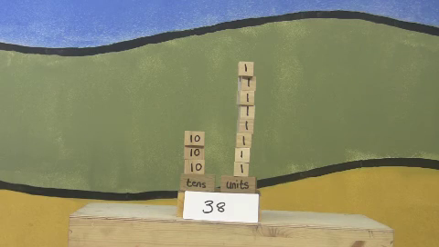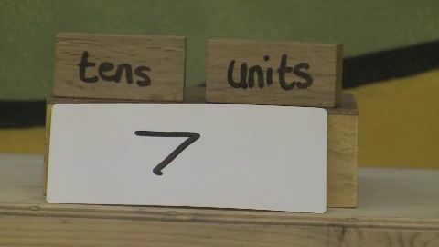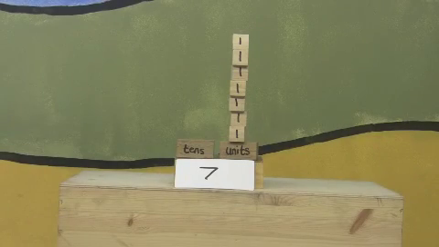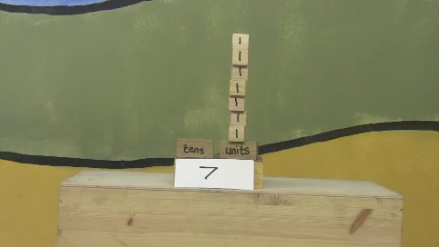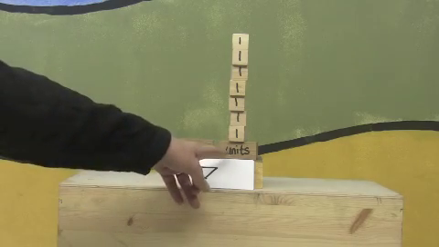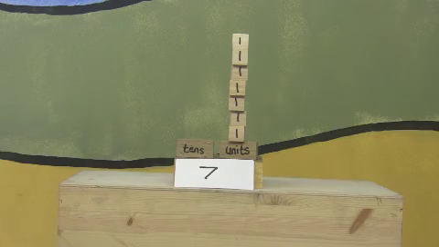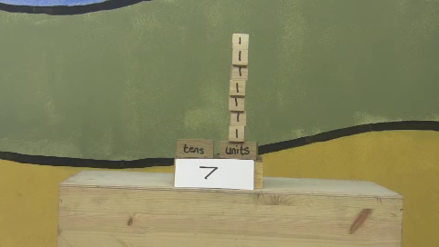Try this one. How would we make the number 7 using your Lego? Have a go. Here's the number 7, and there are no tens and 7 units. There's no 0 in front, but all we need are unit bricks. 1, 2, 3, 4, 5, 6, 7.